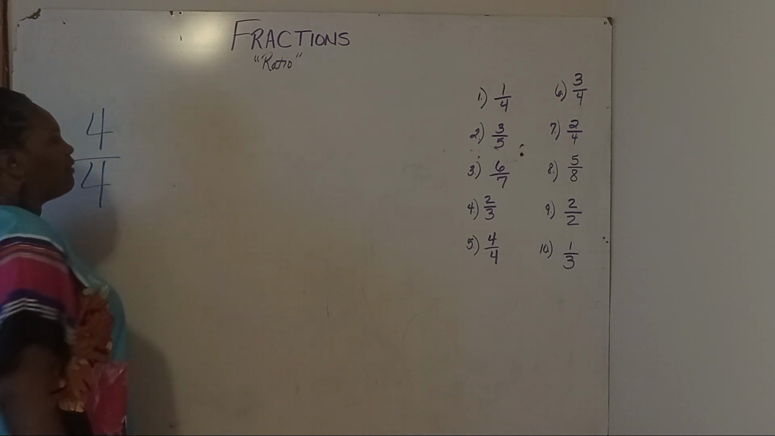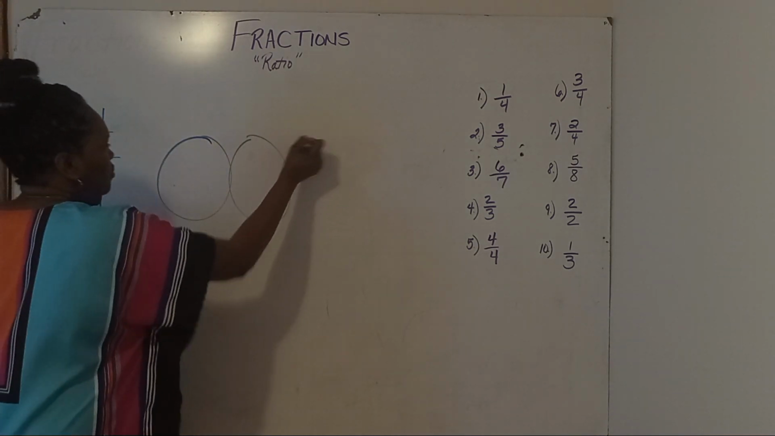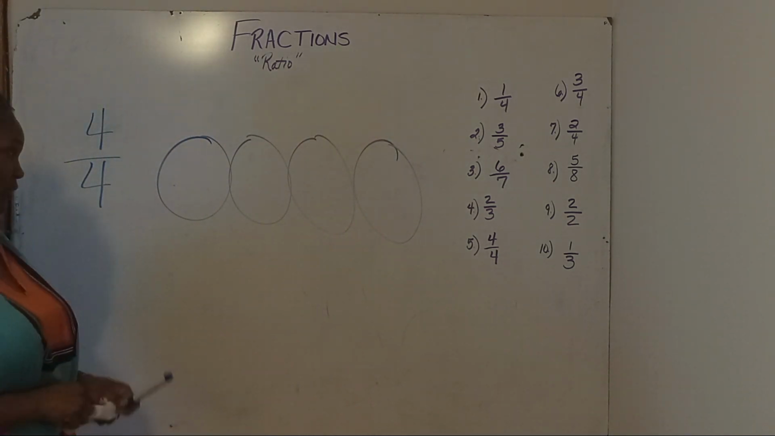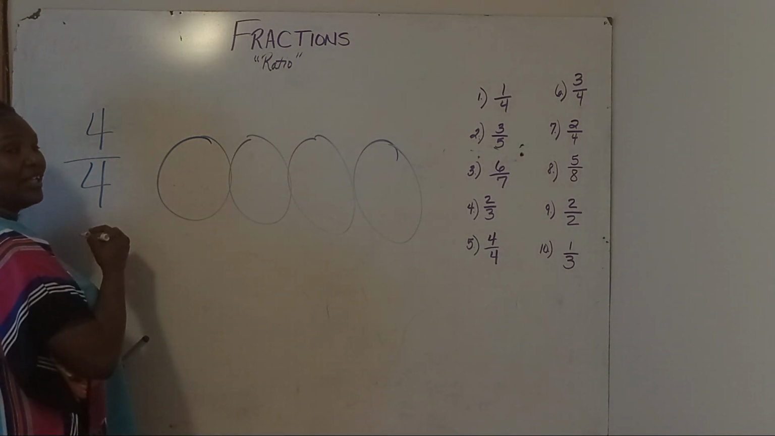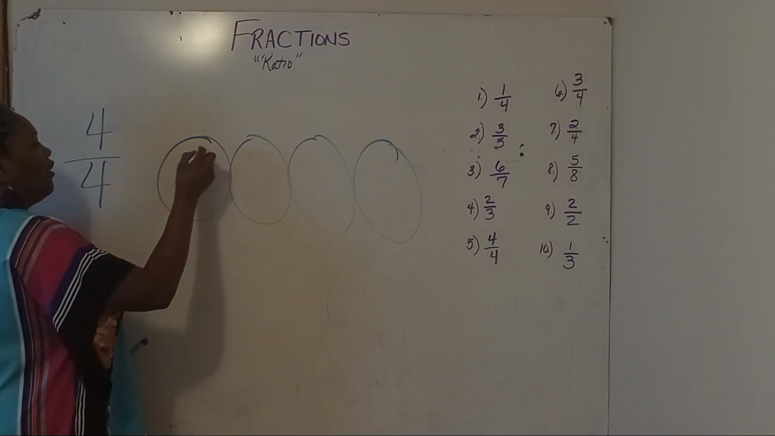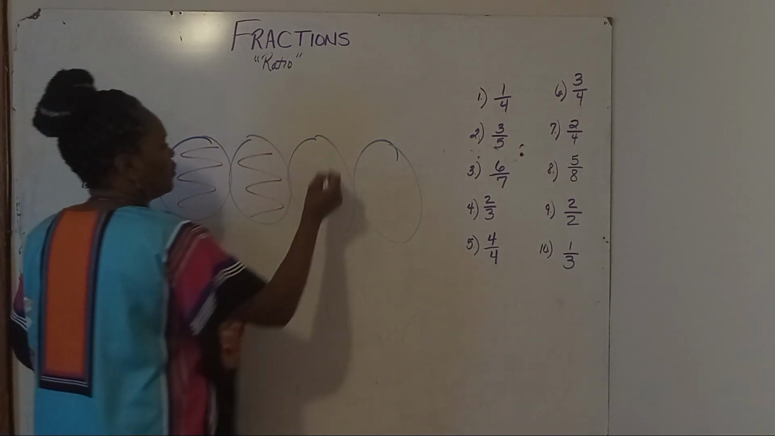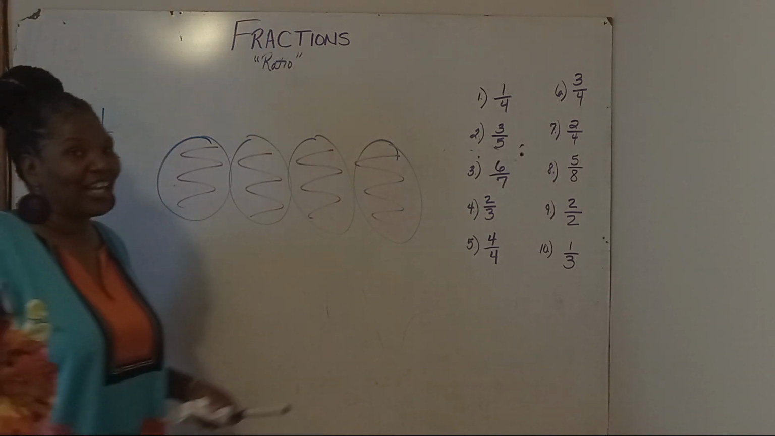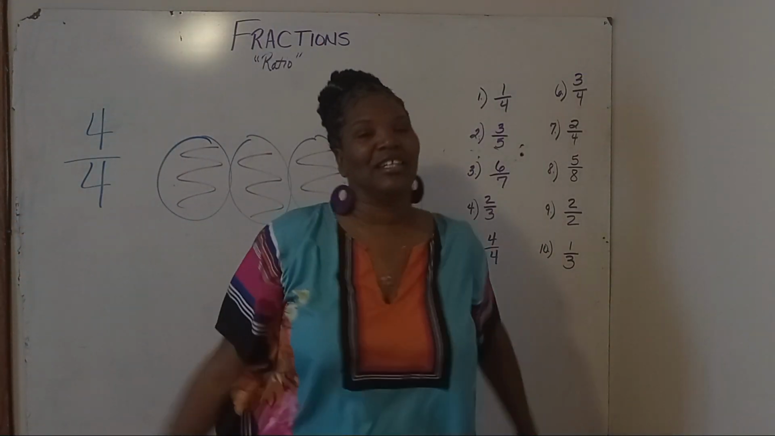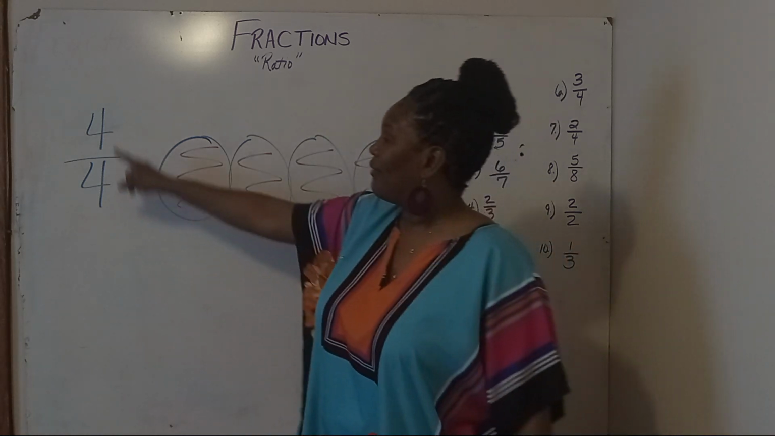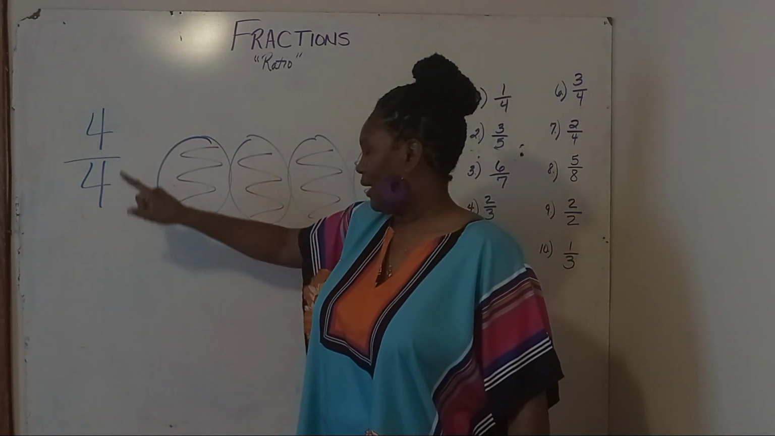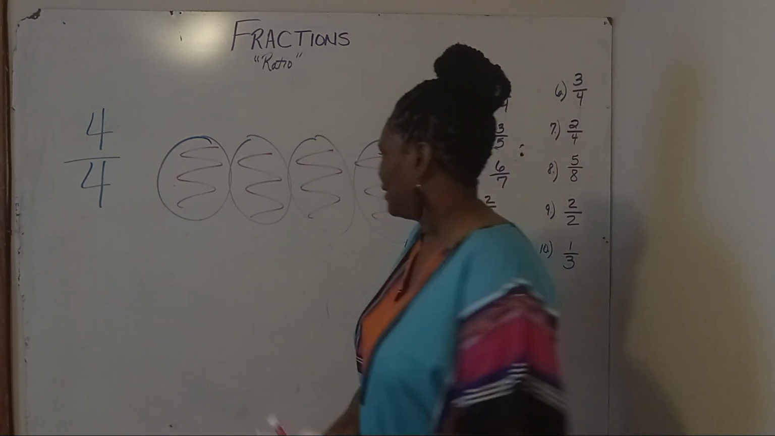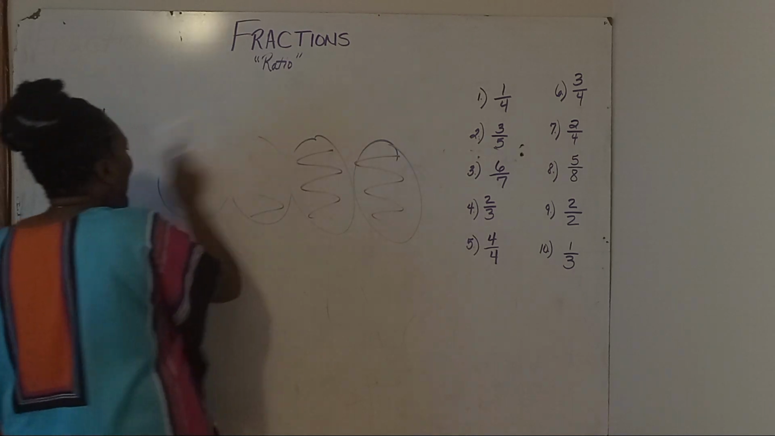So how many circles we're going to draw? 4. 1, 2, 3, 4. And you can use any shape. Miss Wilson is just using circles. Okay? So we're going to color in how many? The number at the top tells me how many to color. 4. 1, 2, 3, 4. So that means the whole thing is colored. All of it is colored. So anytime you have the same number at the top and the same number at the bottom, you color the whole thing. Good deal. All right. I got a quick little pop quiz for you.